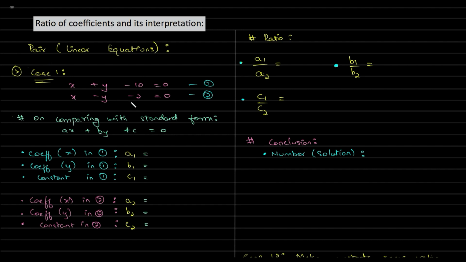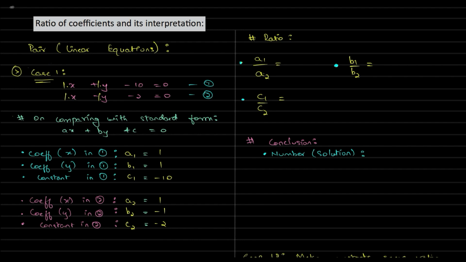First thing is the equation. It's in standard form. Then comparing with standard form, that is ax plus by plus c, we need to get the coefficients of x, y and the constant written down so that we can take the ratios. So a1 is 1, b1 is 1 and c1 is minus 10. a2 is 1, b2 is minus 1 and c2 is minus 2.